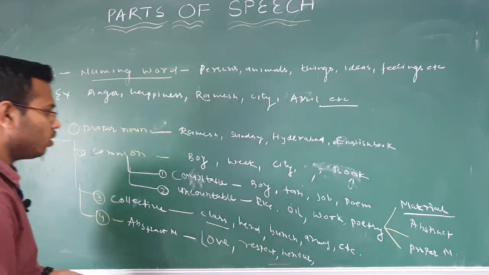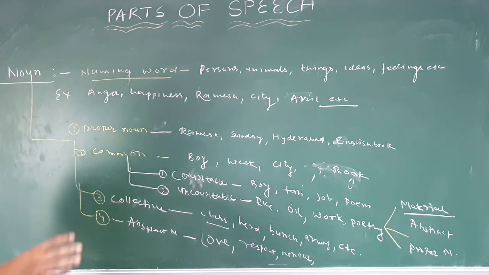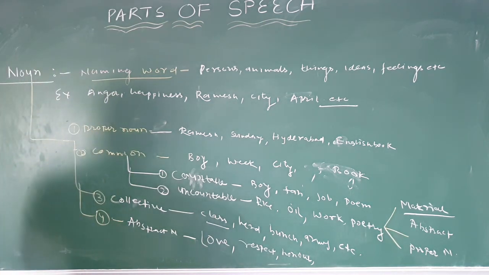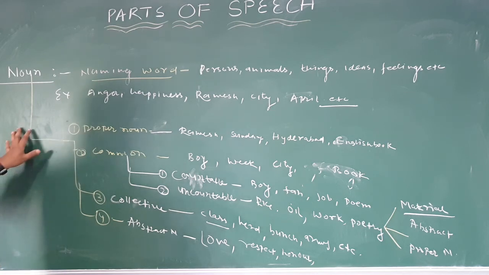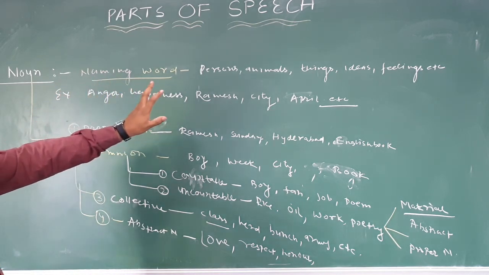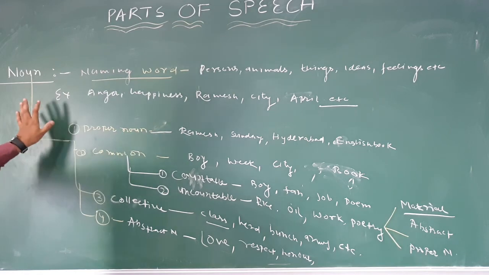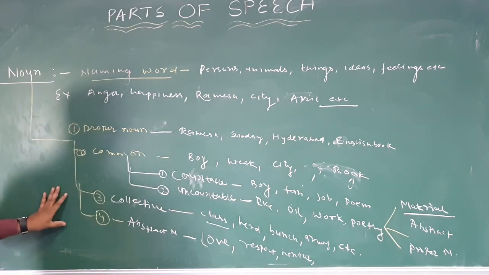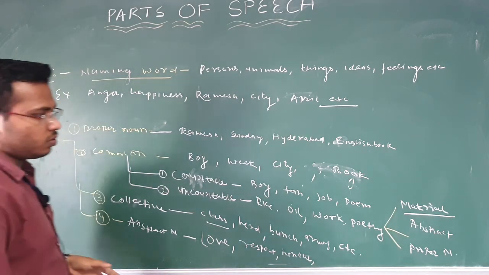Okay. So these are the things that we needed to discuss. Noun, naming word, names of ideas, animals, persons, feelings, and some of the examples, some of the types. Okay, take a screenshot.